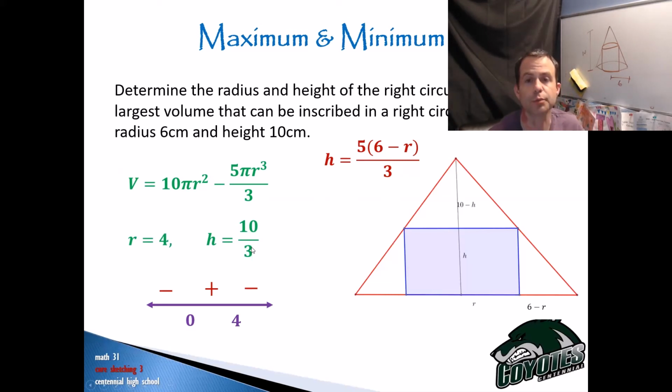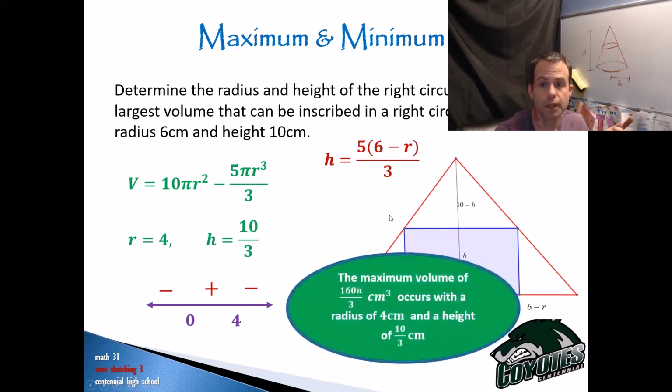And then the question is, what is the largest volume? So I'm going to plug that back into that original volume formula and get the maximum volume will be 160 pi over 3 centimeters cubed. And then that will occur with a radius of 4 and a height of 10 over 3 centimeters.